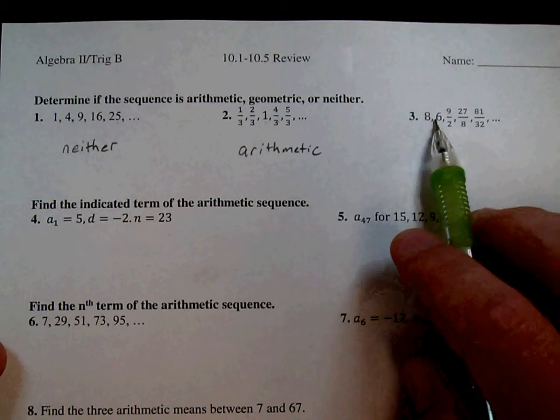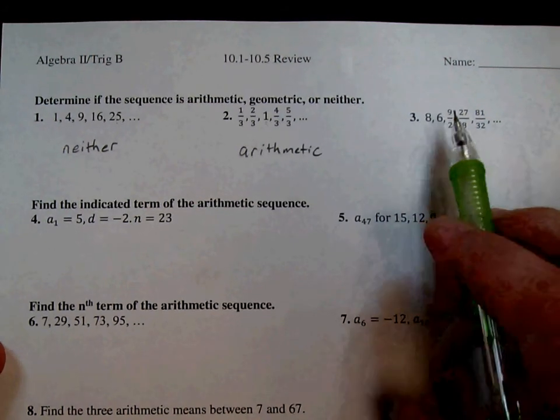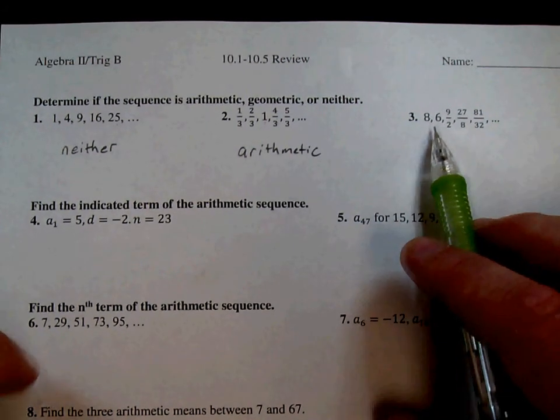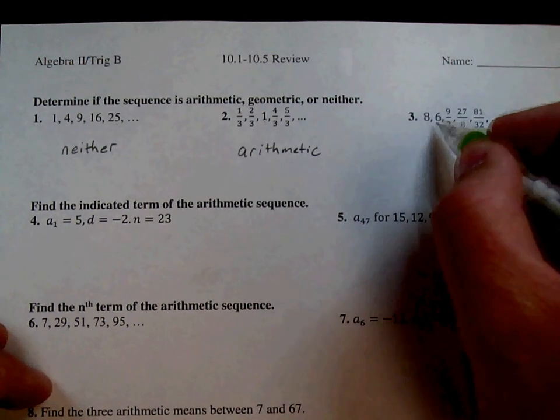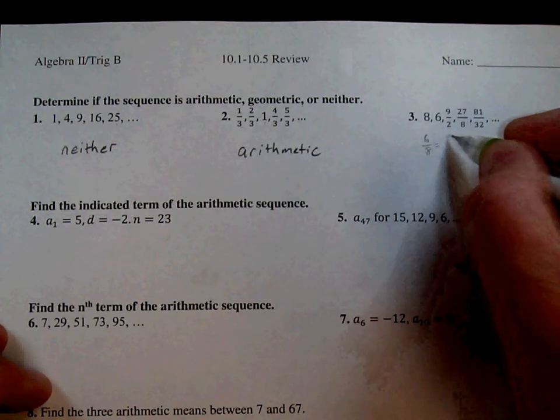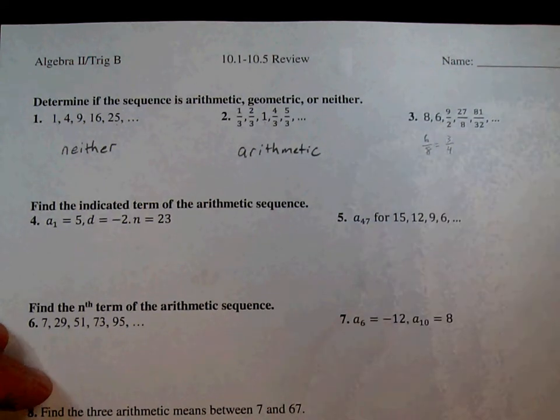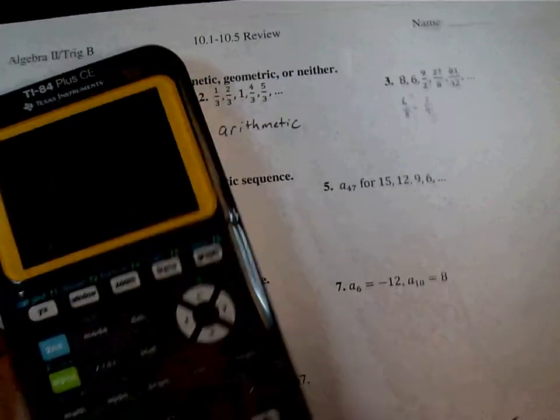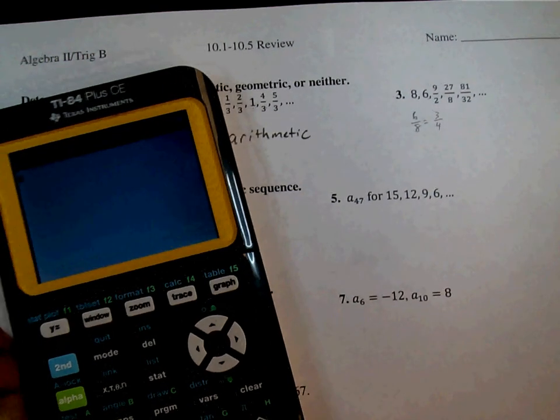This one looks like it's not arithmetic. Let's test to see if it's geometric by checking the ratios. So when I check ratios, I would take 6 over 8. When I simplify 6 over 8, I get 3/4. And honestly, I may just grab the calculator to check the other ones, now that we get into fractions.